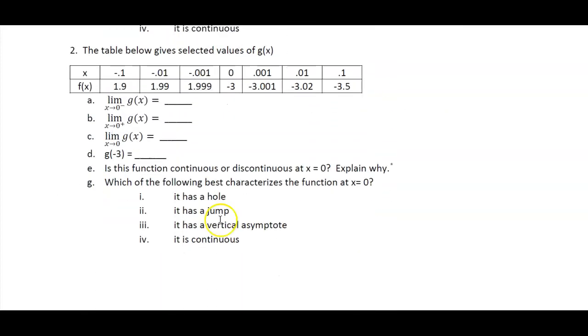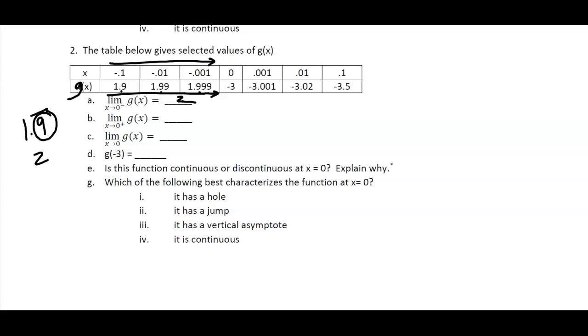Number 2. The table below gives selected values of g of x. All right, so now we want to approach 0 from the left. We want to ask ourselves, what y value are we approaching? And this should say g, by the way. Well, 1.9, 1.99, 1.999999. Now, some of you guys might think you could put 1.9 bar, but whenever you have a 9 bar, that means basically it's just going to be 2. You can't do that with other numbers. When it's a 9, that basically just means it's approaching 2.